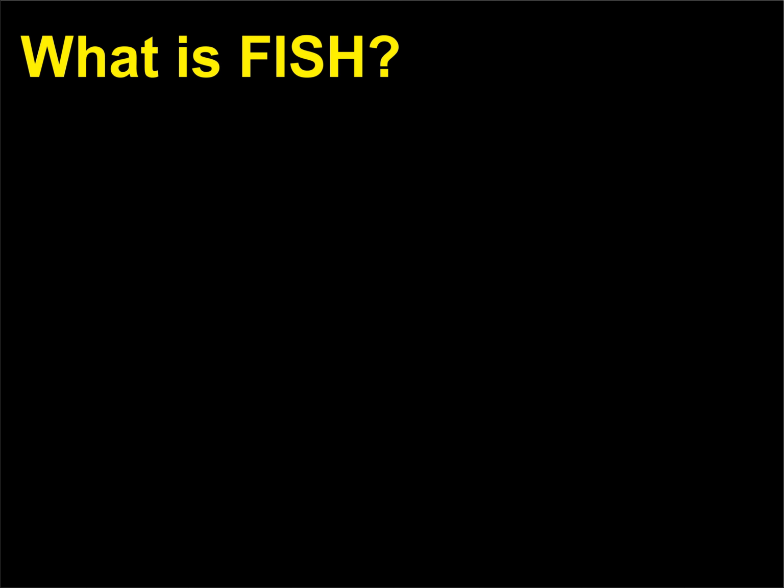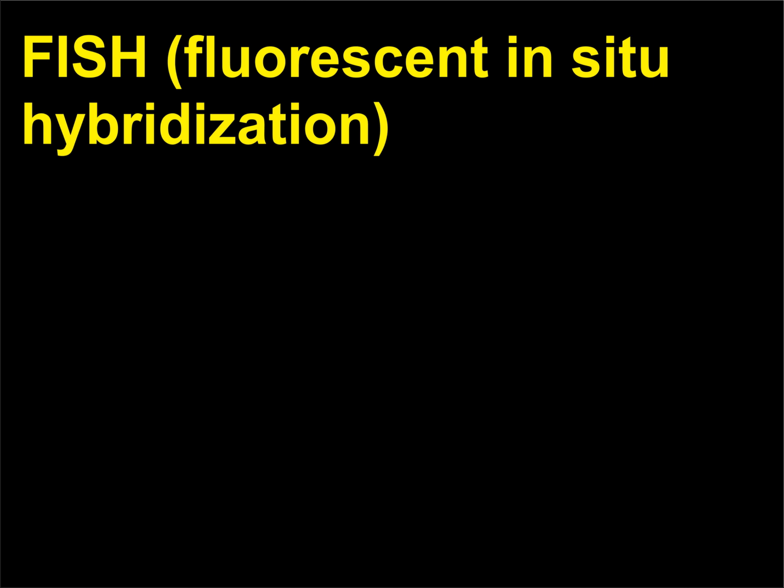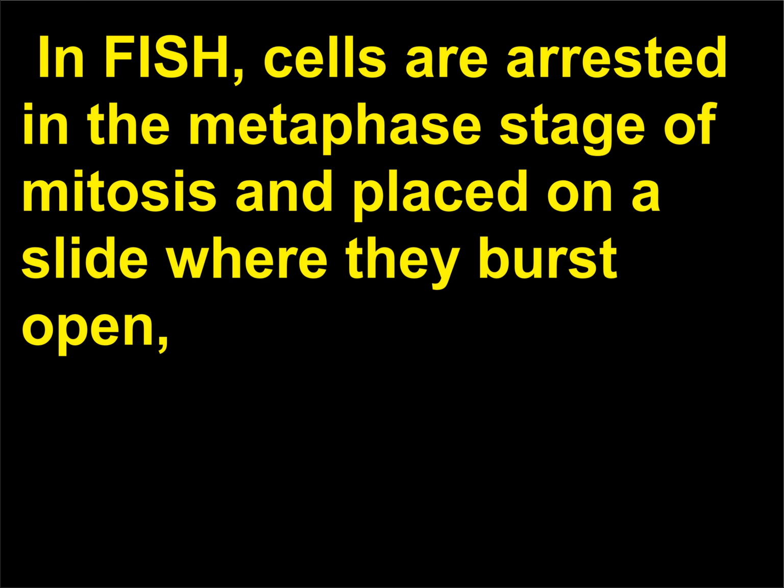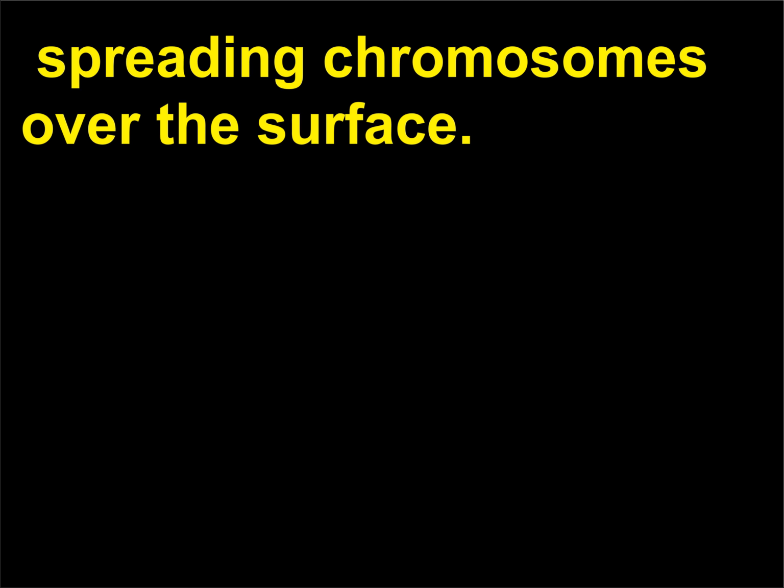What is FISH? FISH, fluorescent in situ hybridization, is a method in which a clone gene is painted with a fluorescent dye and mapped to a chromosome. In FISH, cells are arrested in the metaphase stage of mitosis and placed on a slide where they burst open, spreading chromosomes over the surface.